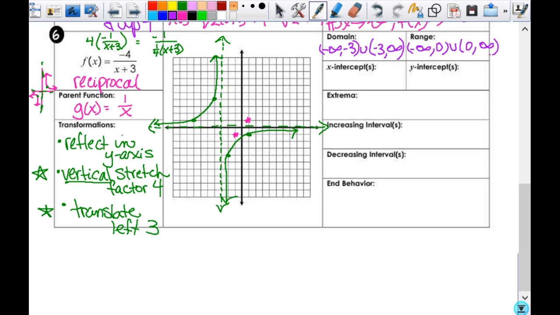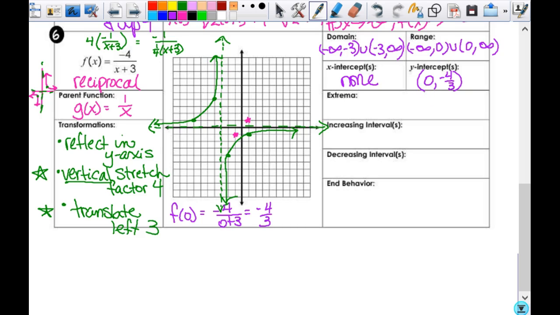Everybody good? Do I have any x-intercepts? No, it does not cross the x-axis because that's where my asymptote is, so I have none. Do I have any y-intercepts? Yes. Do I know exactly where it is? No, I do not. So I got to find it. To find the y-intercept, I substitute what? 0 for x. Okay, so I need to find f of 0. That's going to equal negative 4 over 0 plus 3. So what does that give me? Negative 4 over 3. So I substituted in 0 for x. Negative 4/3 is what I got for y.